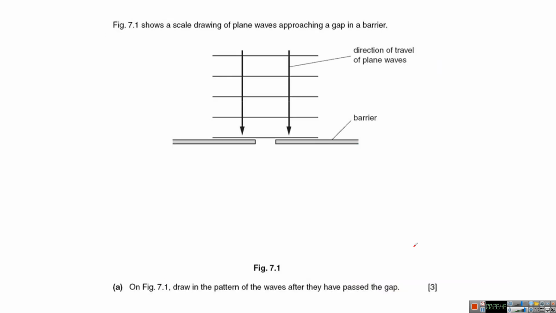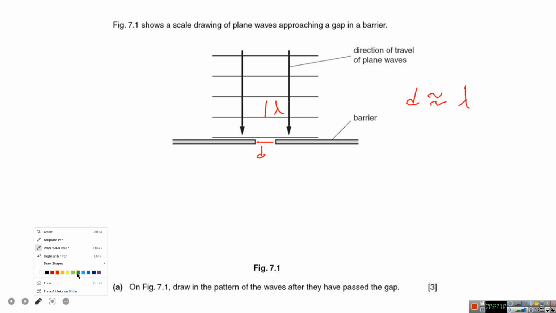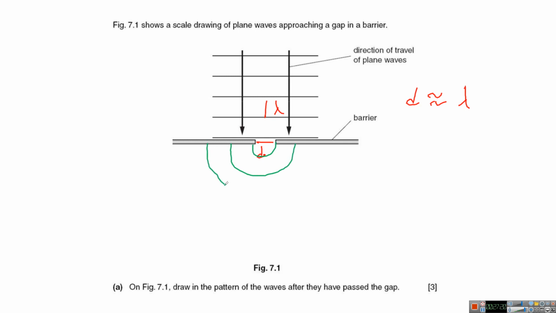Got it? Last one over here shows a scale drawing of plane waves approaching a gap. We do know that this is d and this is lambda, and since d is nearly equal to lambda, we're going to have a circular pattern. Draw the pattern at which we're going to get this. So I'm just going to use a different color now. It is going to be like this. Keep the wavelength similar to that given in the diagram. Ensure that your lambda is the same, right?